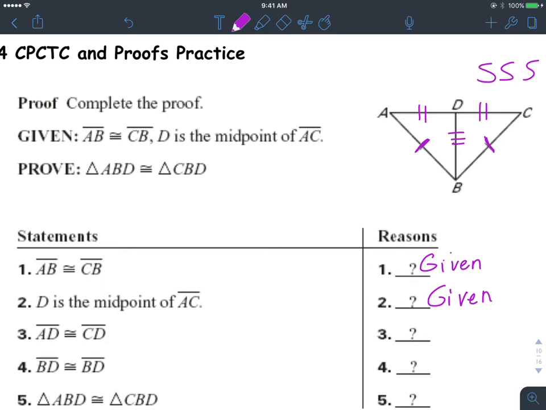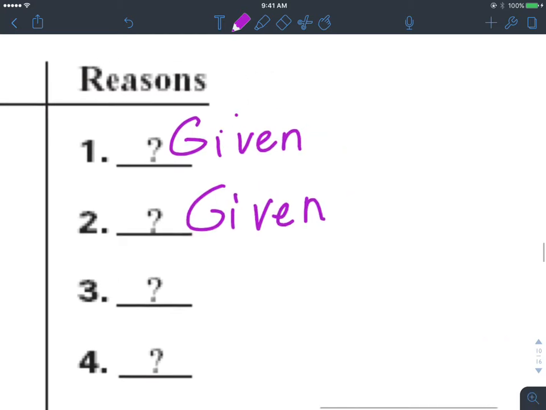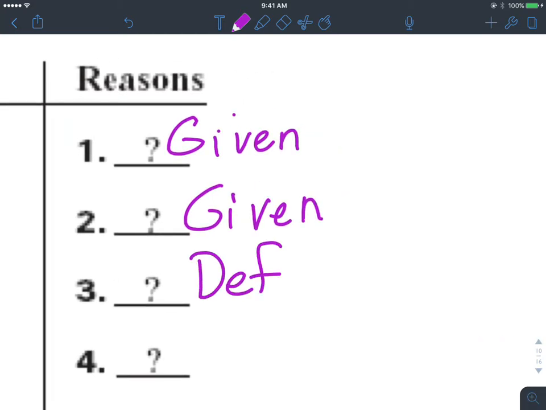All right, now this is the part that we marked here. Since D was the midpoint, we marked those two segments congruent. So they're saying AD is congruent to CD. We can say that's because of the definition of what a midpoint is. So definition of midpoint is what we'll write.